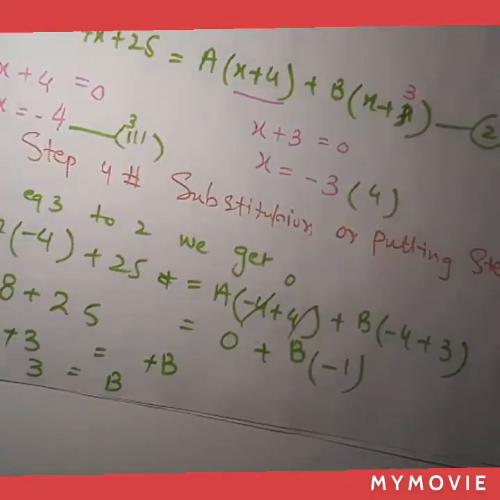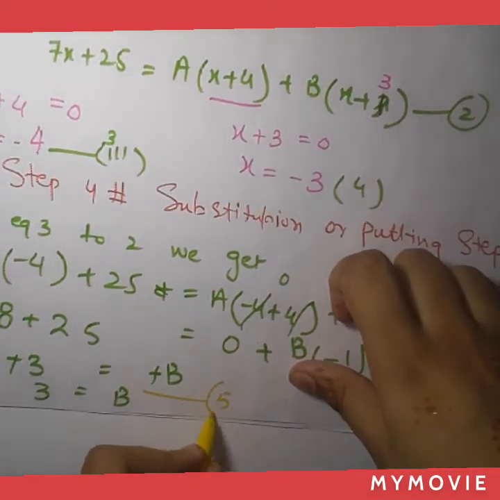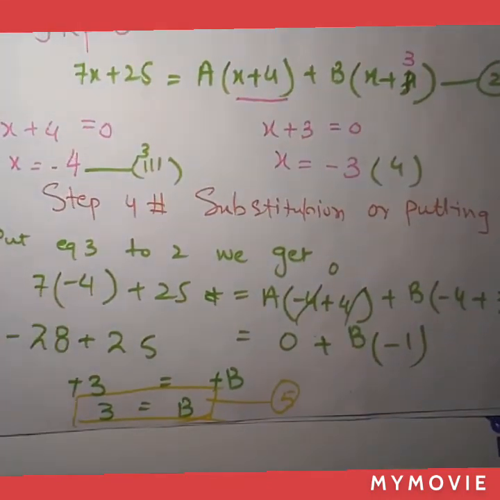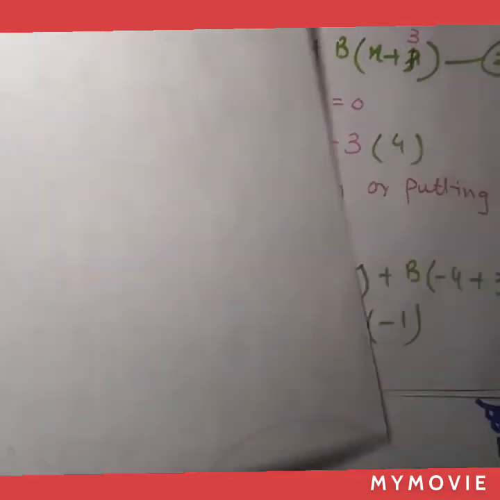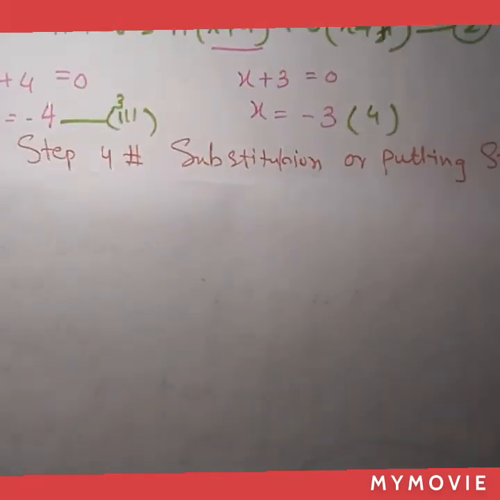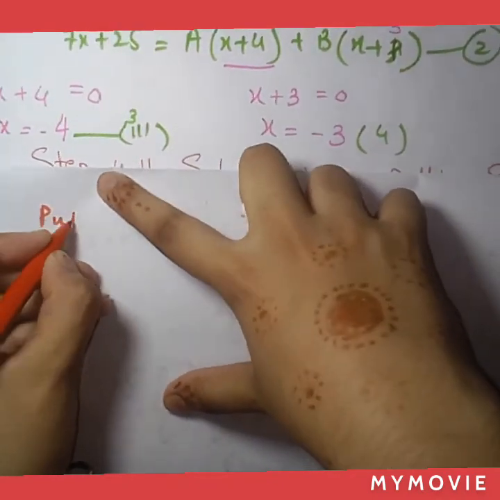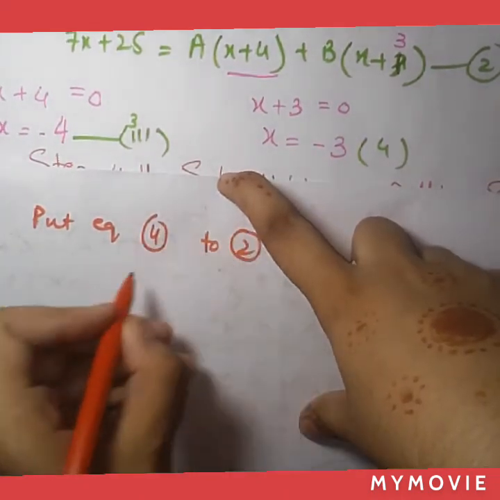Call this equation 5. This is our equation 5, and bold it, because it is part of the solution. Now go to the next step. The next step is to find the value of a. We can get a's value by putting equation 4 into 2, and this writing must be shown on the paper.